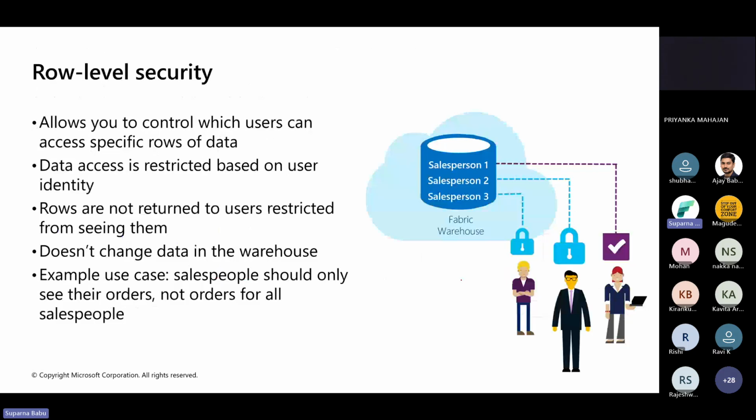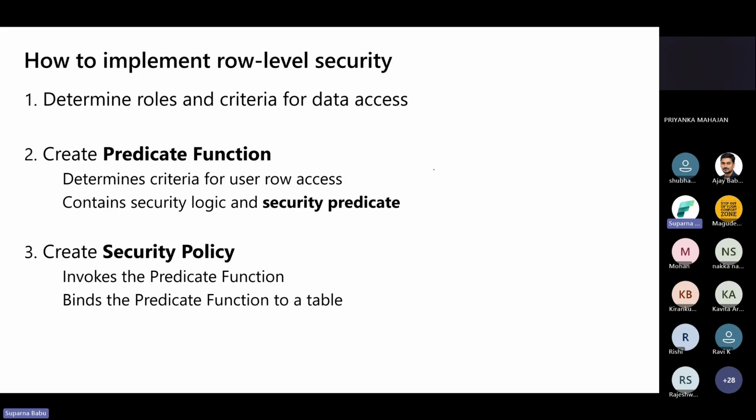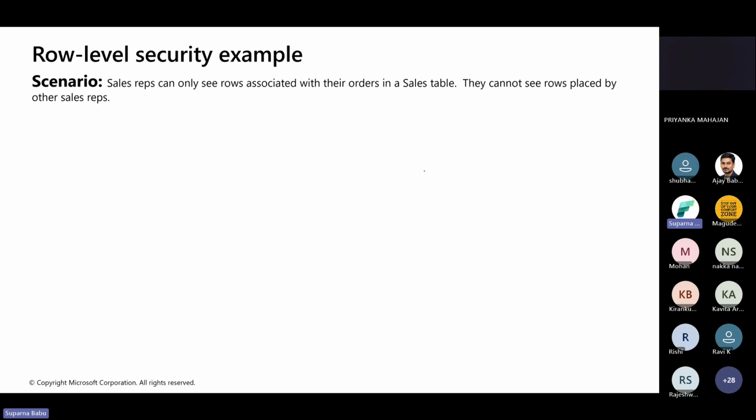Now let's talk about row level security, which is RLS. You can apply security at the row level. In Fabric Warehouse also, you can apply row level security, as in our Power BI semantic models. Now, how to implement row level security? There are some predefined functions. With the help of that, let me show that to you.